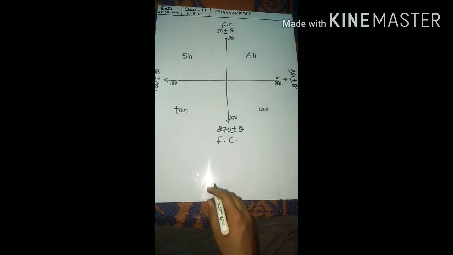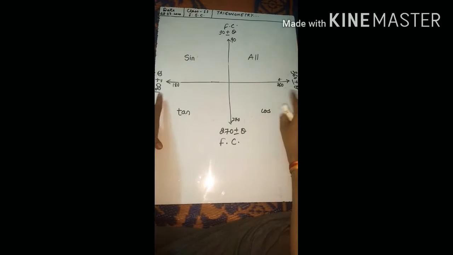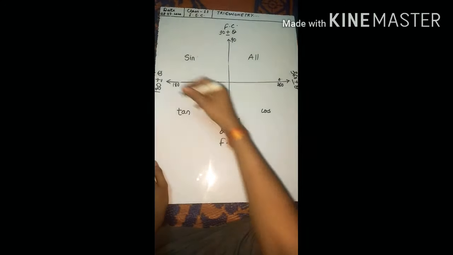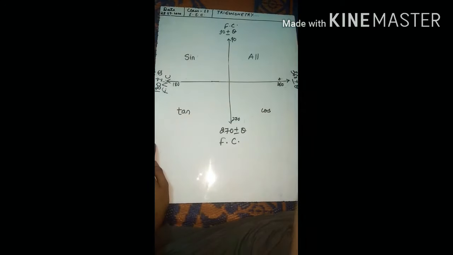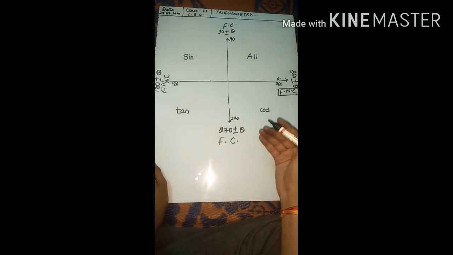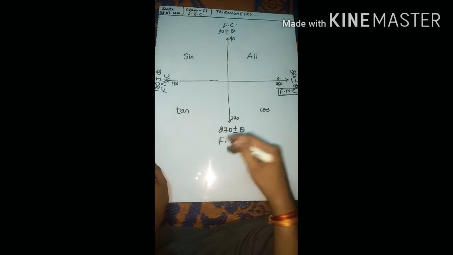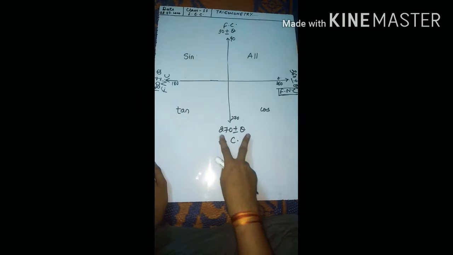And in which 2 things will your functions not change? The remaining 2. Okay, so in these 2 function does not change. So for that I'm writing FNC. Okay, here also I'm writing FNC. See, I'm making mnemonics for you to understand it better. Okay, so let me repeat. The function changes into its co-function in 90 plus theta, 90 minus theta, 270 plus theta, 270 minus theta.